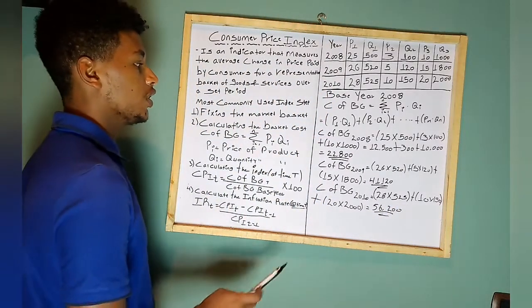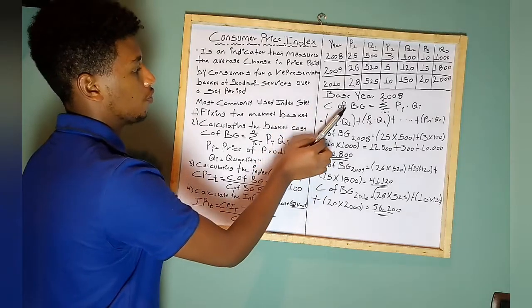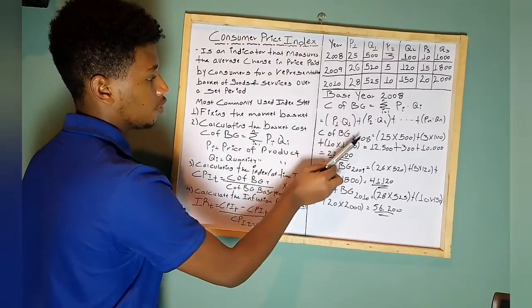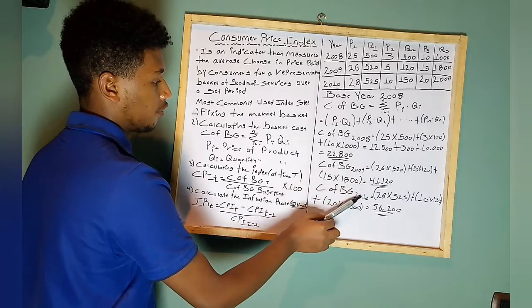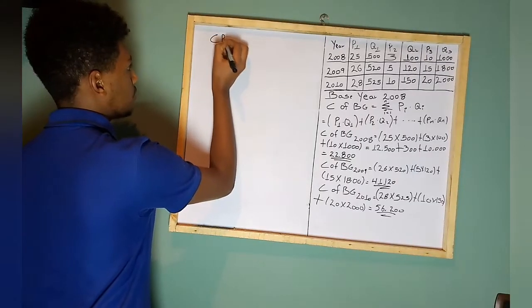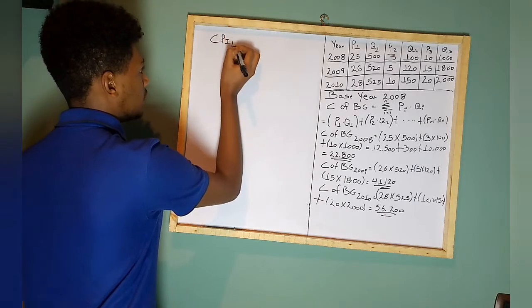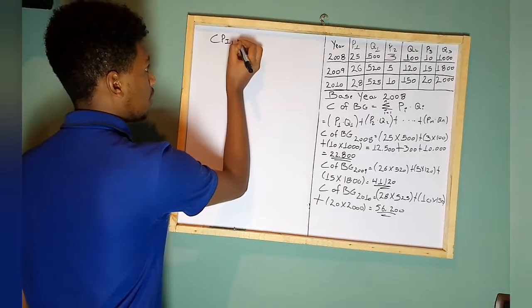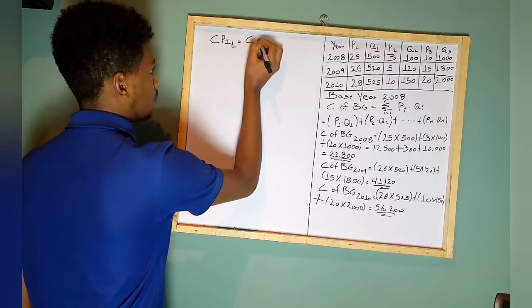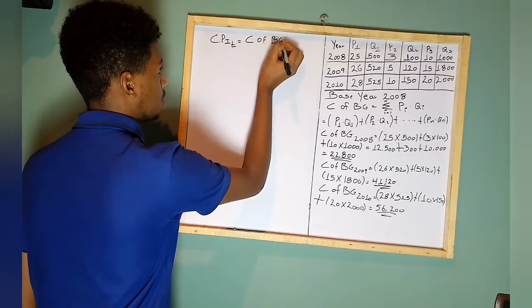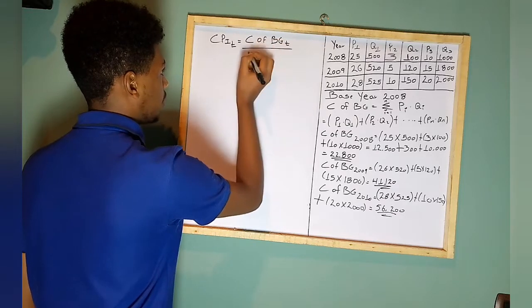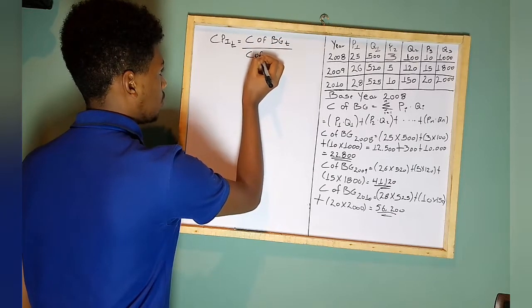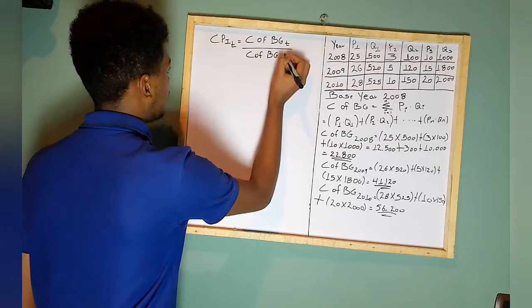Now we have already calculated the cost of basket goods for each year, for 2008, for 2009, and for 2010. The next step is calculating the consumer price index. Consumer price index at time t is calculated as cost of BG at time t divided by cost of BG at the base year.